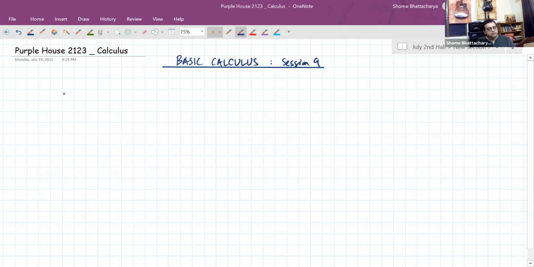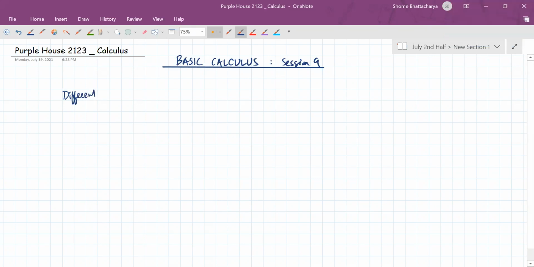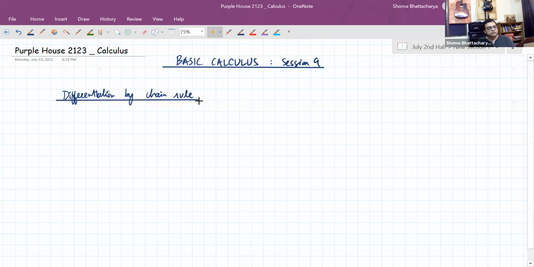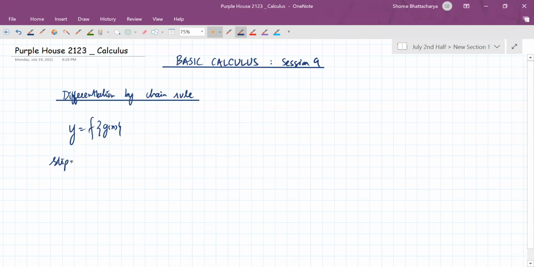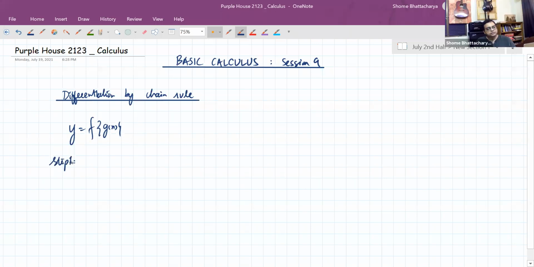Differentiation by chain rule. So we saw that if you have a composite function f of gx, then what? So we have done this topic. I told you I'm taking a recap of that.